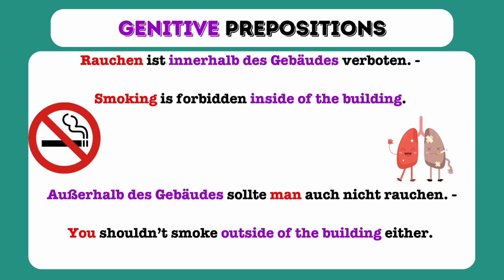Rauchen ist innerhalb des Gebäudes verboten. Smoking is forbidden inside of the building. Außerhalb des Gebäudes sollte man auch nicht rauchen. You shouldn't smoke outside of the building either. That's a whole lot of in that sentence.